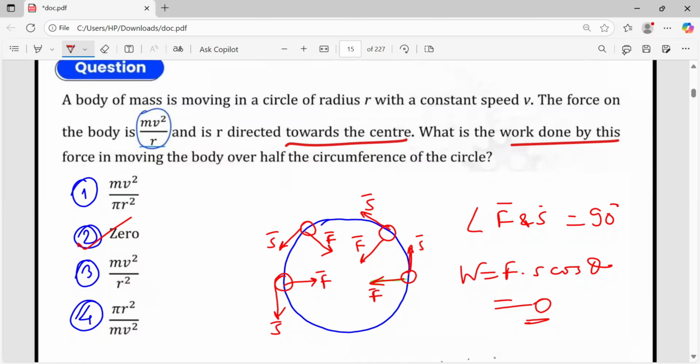Okay, so in this case there is a circular path. The important thing about this is that there is a centripetal force which is working towards the center. In this way we can say that displacement and force are always at an angle of 90 degrees. Once the angle between the displacement and force is 90 degrees, the answer simply comes out to be zero, so in this case the work done would always be zero.